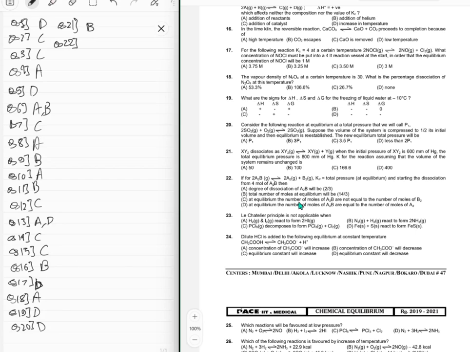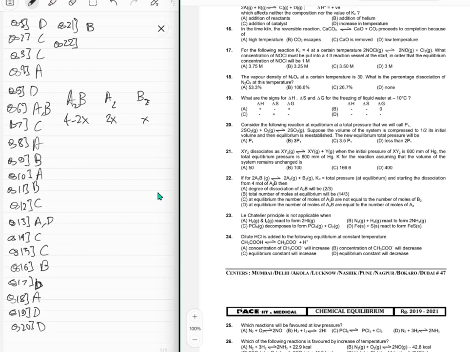Kp is total pressure at equilibrium. And starting a dissociation from 4 mole of A to B. A2 and B2. So 4 moles of this, 4 minus 2x, it will be 2x over there, this will be x over there, right? Kp total pressure. I don't understand this. Oh, so okay, this is an equation that we have to solve for.